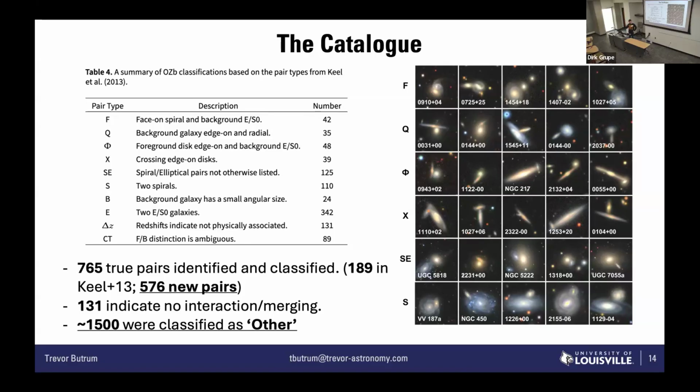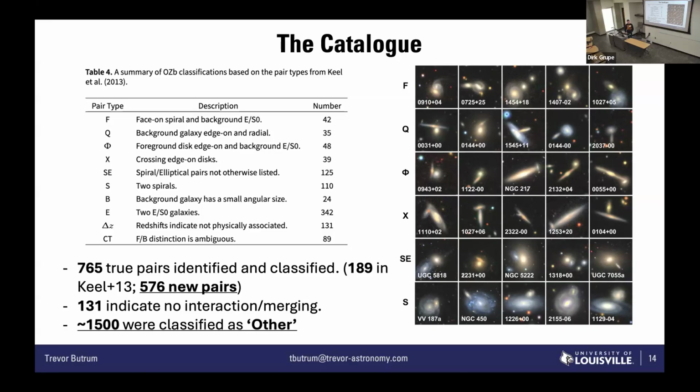SC is spiral-elliptical pairs that are not listed in the table. S is 2 spirals. B is a background galaxy that is very small. E is 2 ellipticals, and this delta Z is just to check if they're merging or not. We had about 131 of those that don't actually show any interaction, above a redshift delta Z of 0.008, I believe. And then the last one, CT, is where they couldn't tell which is the foreground or background. It's about 89 of those. Out of the 2,400 in our sample, we got about 765 that were identified. 189 of these were in Keel's catalog, so we have about 576 new pairs that we found.